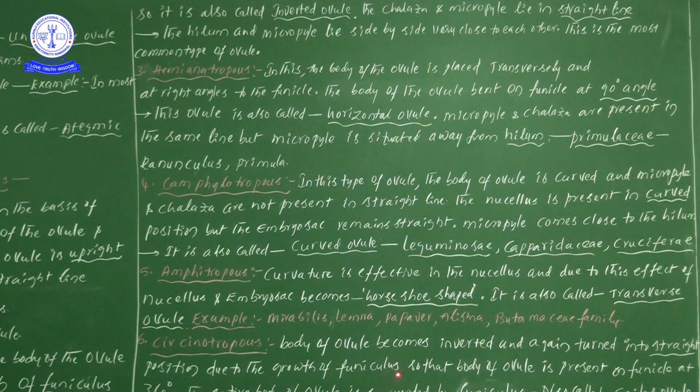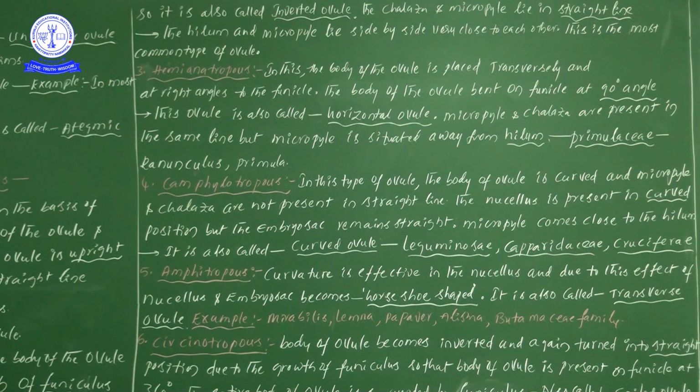So due to the growth of the funiculus. Normally, in the initial stages, the body of the ovule is in an inverted position, but when the funiculus grows, automatic growth takes place in the funiculus. So the inverted position of the ovule that we observe comes to a straight position.